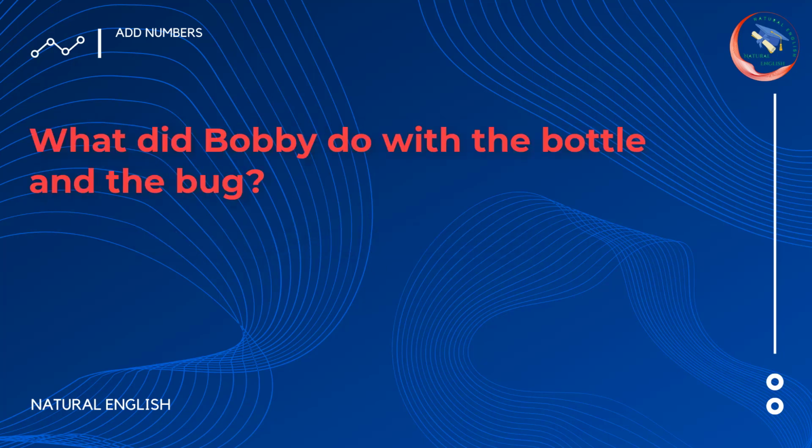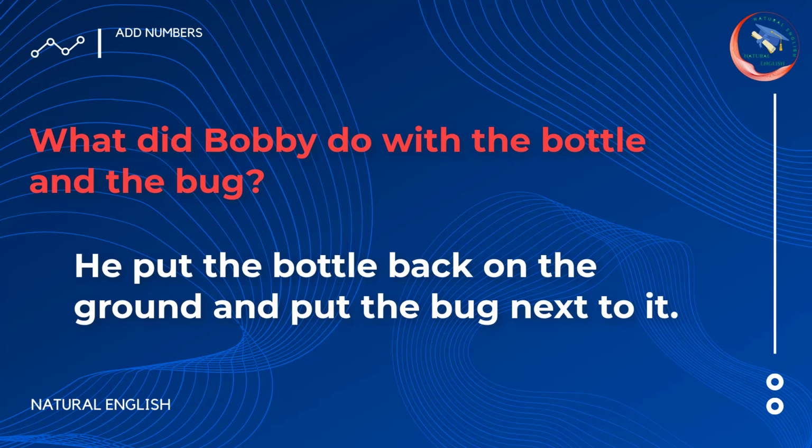What did Bobby do with the bottle and the bug? He put the bottle back on the ground and put the bug next to it.